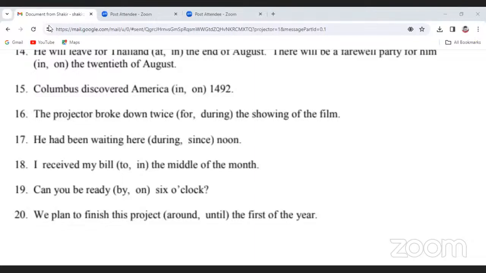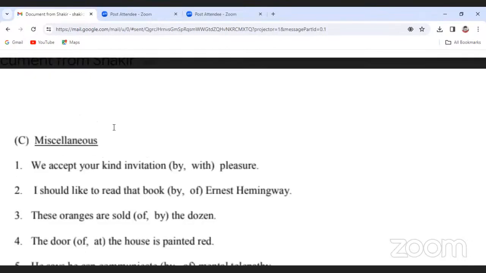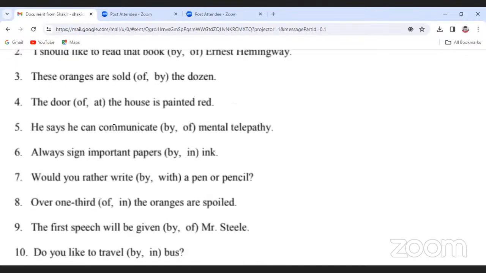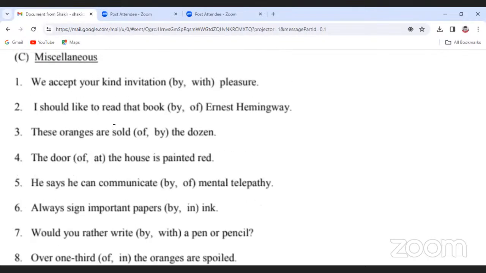We move to number 20. We plan to finish this project dash the first of the year. Around. Yes, around is the correct answer for number 20. Okay, one last exercise for the day for prepositions, and then we shall be closing our session for the day.